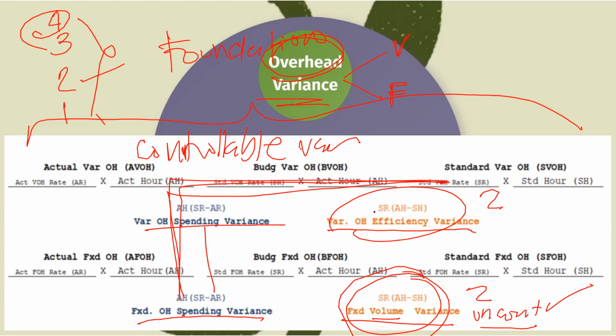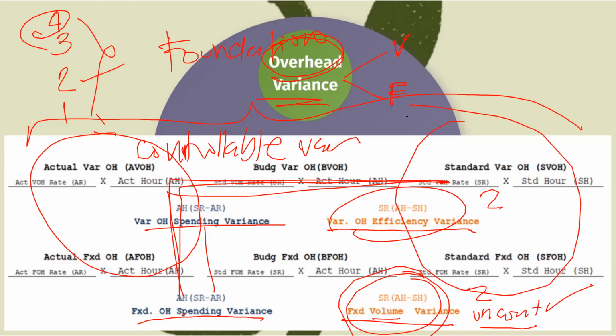How about the one-way? The one-way variance is simply the difference of your actual and the standard. It's simply the difference of your actual and your standard. I want you to digest that part, pause for a while, and please observe and absorb everything that I've said.